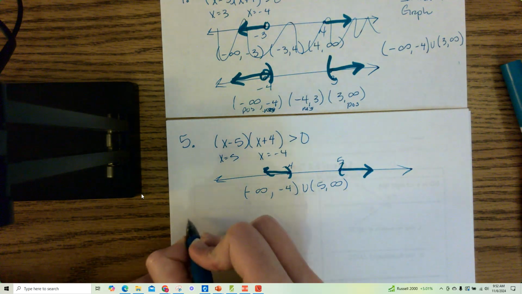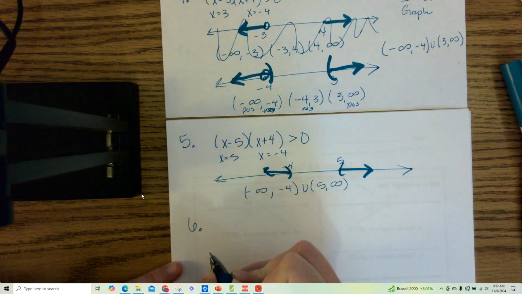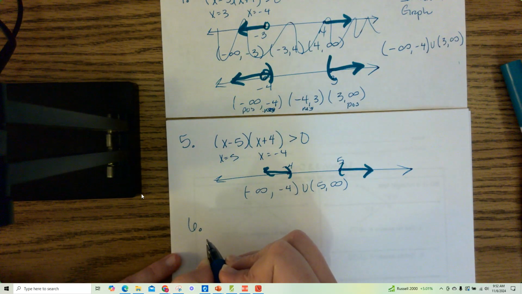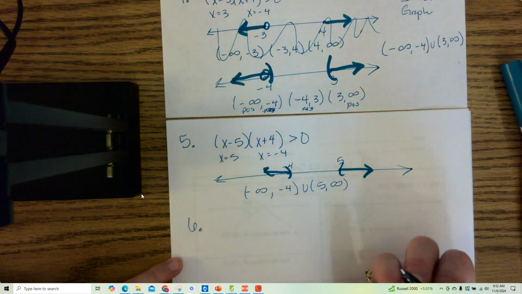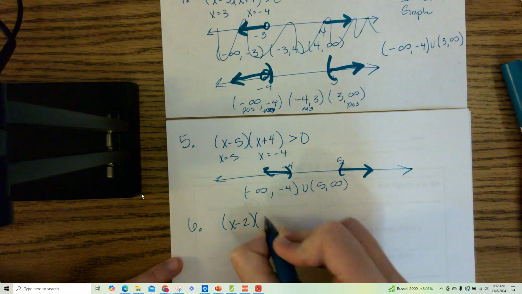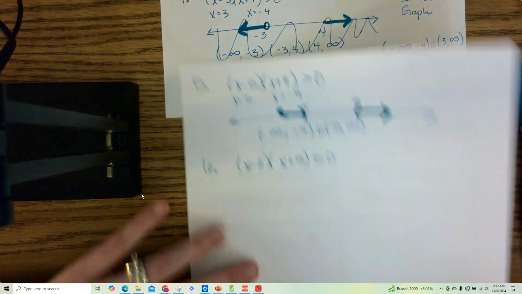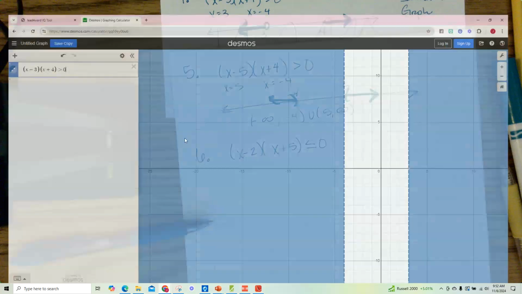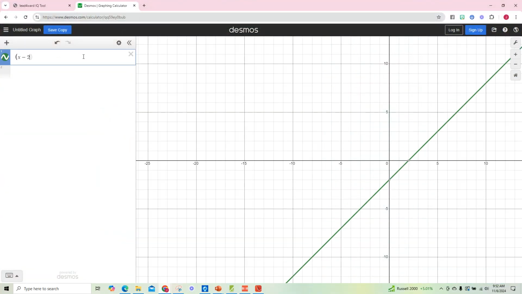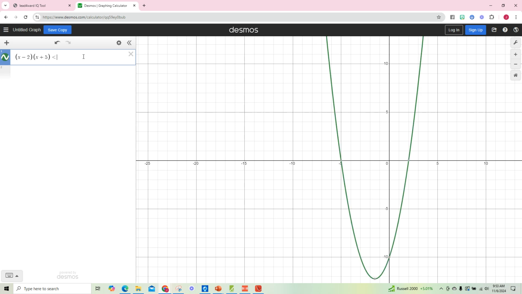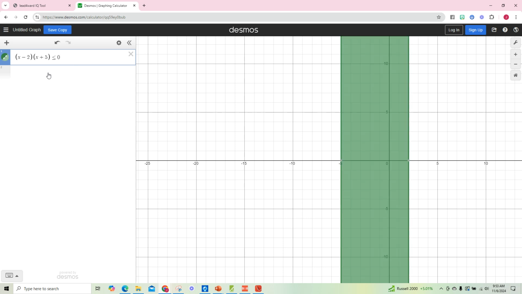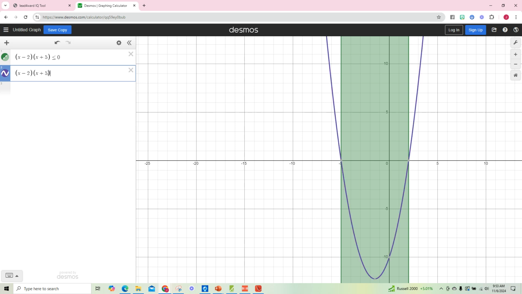Question 6 is the same as 5, except it's less than or equal to something. All right, Shelby, give me your number 6. Parentheses x minus 2, parentheses x plus 5, parentheses is less than or equal to 0. Less than or equal to 0. Okay, so that's going to change it a little bit. That's brackets, right? Well, it's brackets, but x minus 2, x plus 5, that'd be the middle. That is the solution. Okay, so it changes when that sign flips.